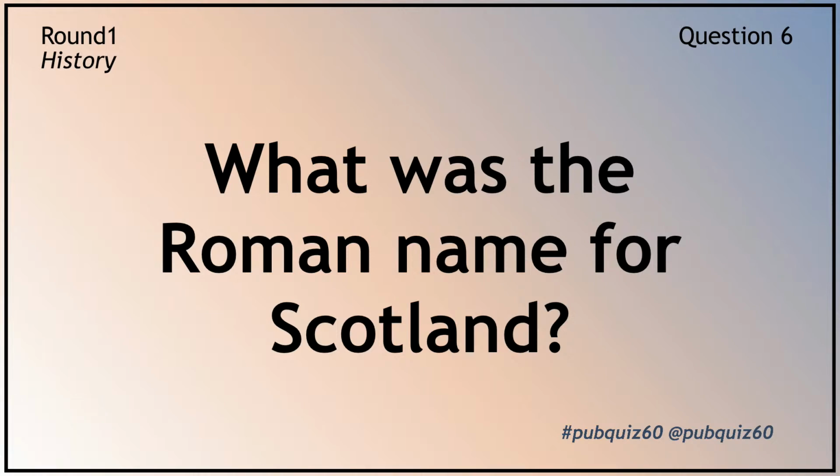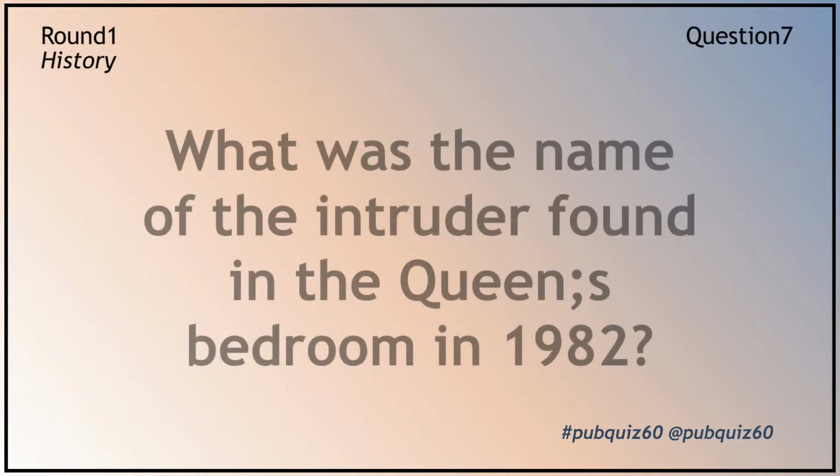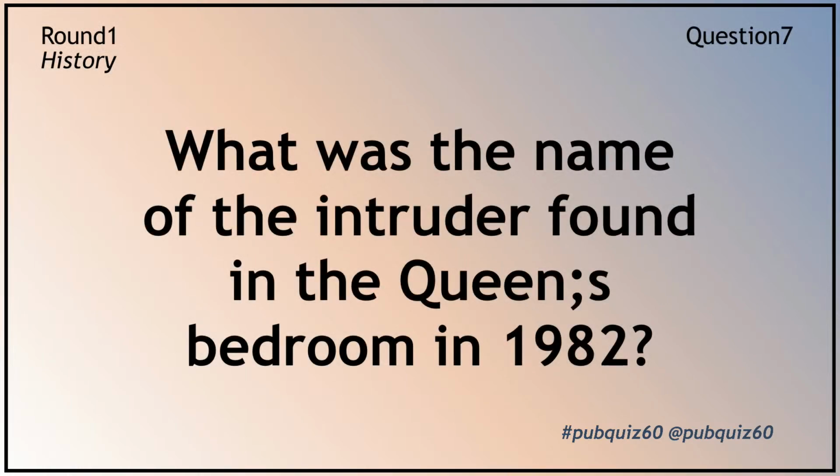4 questions to go in the first round. Question 7 in history is: what was the name of the intruder found in the Queen's bedroom in 1982? And again, 20 seconds on the clock.